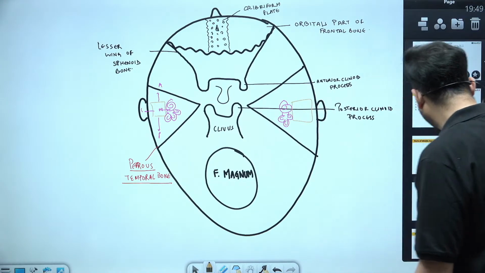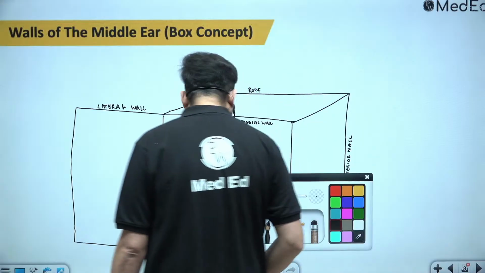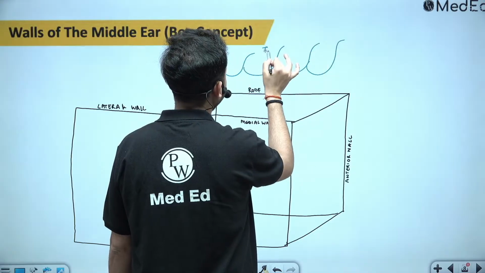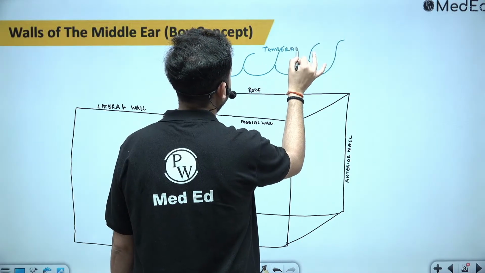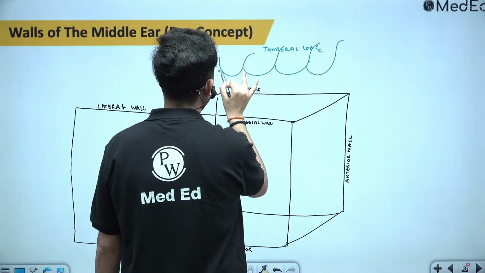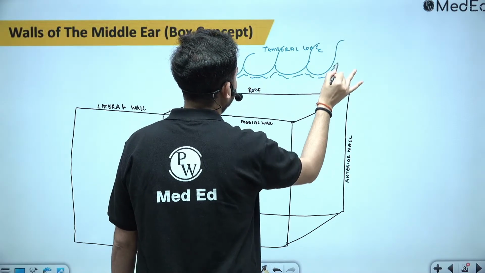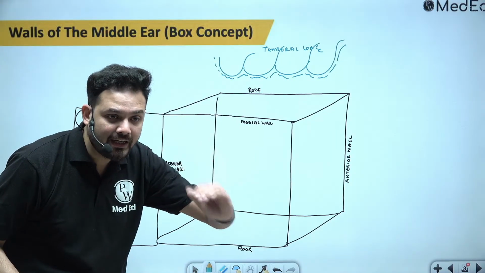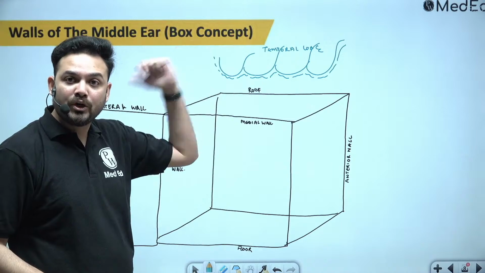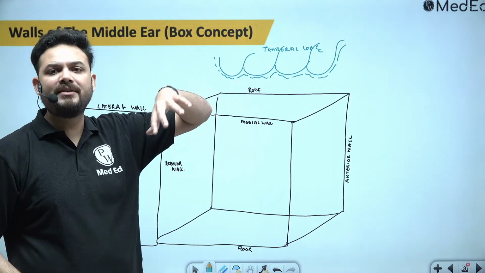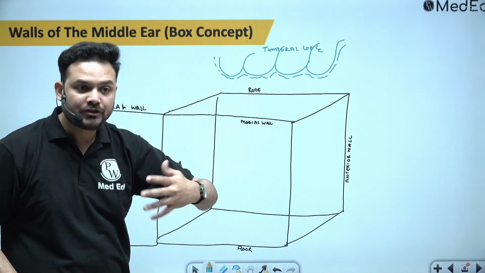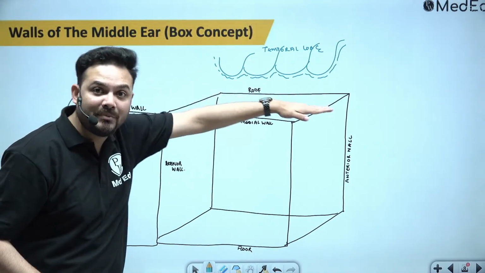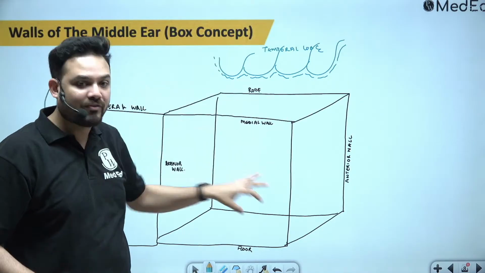Now let me show you that. There is your temporal lobe of the brain above, and it is covered by meninges. So the roof is basically demarcating my middle ear cavity from the temporal lobe. This temporal lobe is present inside my middle cranial fossa, so the roof is segregating my brain from the middle ear cavity.